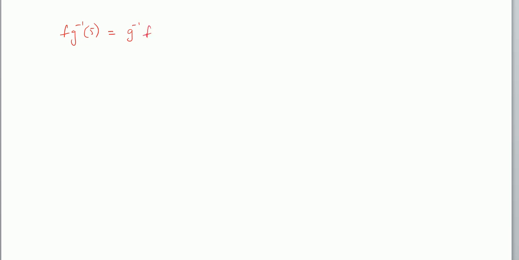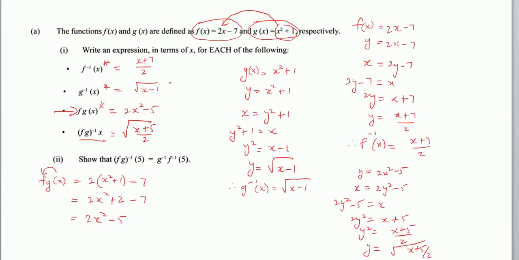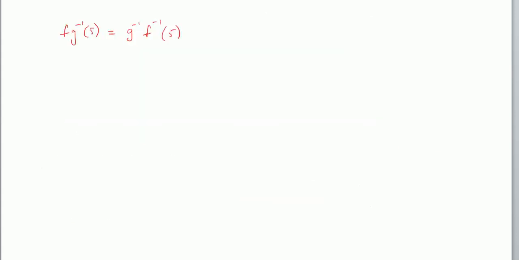G inverse F inverse. What they're asking us to do is to show that Fg inverse of 5 is equal to G inverse F inverse of 5. We already know that Fg inverse of x is equal to the square root of x plus 5 over 2. So therefore Fg inverse of 5 will be equal to, we substitute x equal 5 into that expression.